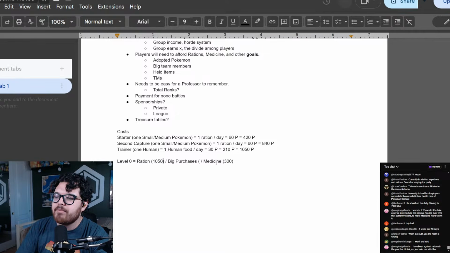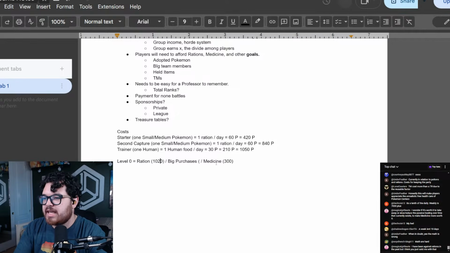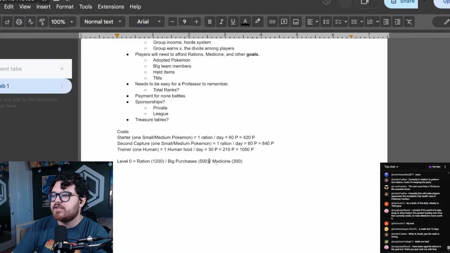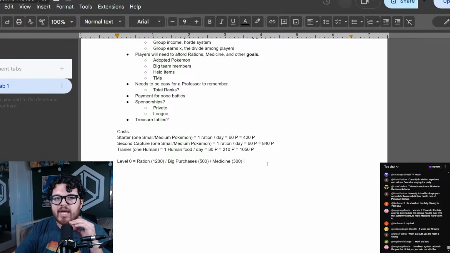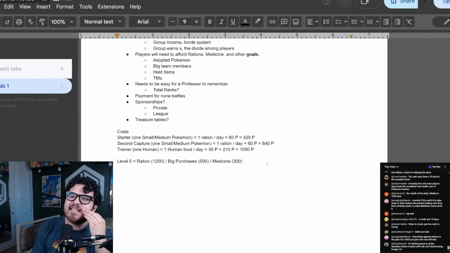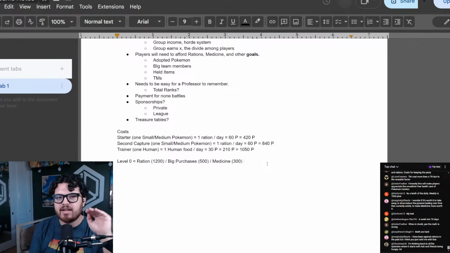You know what? Actually, let's bump this up a little bit to give people wiggle room with their teams to 1,200. Give them an extra 150 a week just to have wiggle room in case they have some slightly bigger Pokemon. And then bigger purchases, we'll put that at 500. So that means a level 1 trainer ideally should earn 2K a week. Or a level 0 trainer in battles, which I think that's an easy reward to start getting towards.